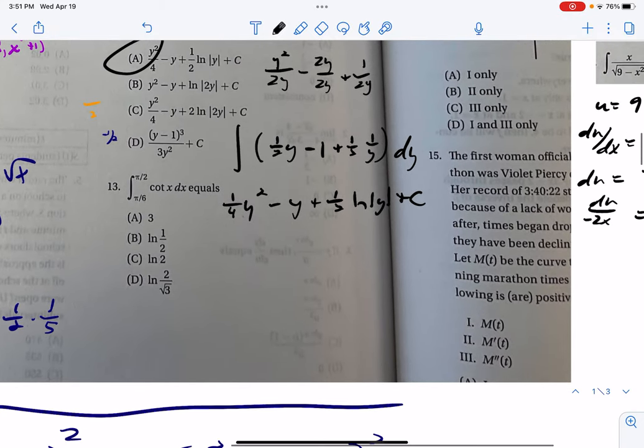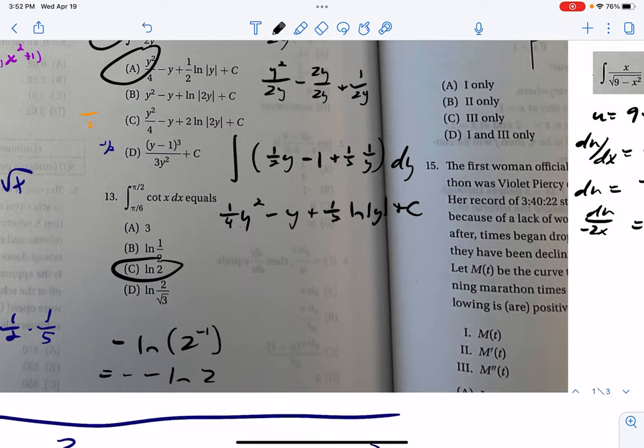That's not listed. So here's the really tricky thing. 1 half is 2 to the negative 1. So this is minus minus natural log of 2. It's actually natural log of 2. I don't think you would expect that much trickery in one problem on the real AP.